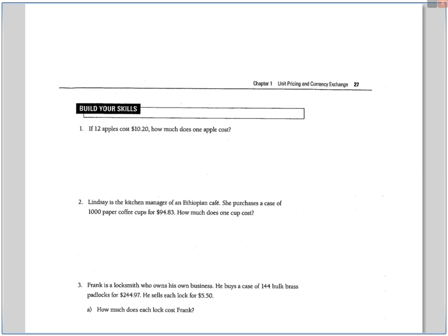Okay, so we can get started here. Always putting the dollars on top. 10.20 divided by 12 apples. Put this division in the calculator. 10.20 divided by 12. I have 0.85, so that means it's 85 cents per apple.